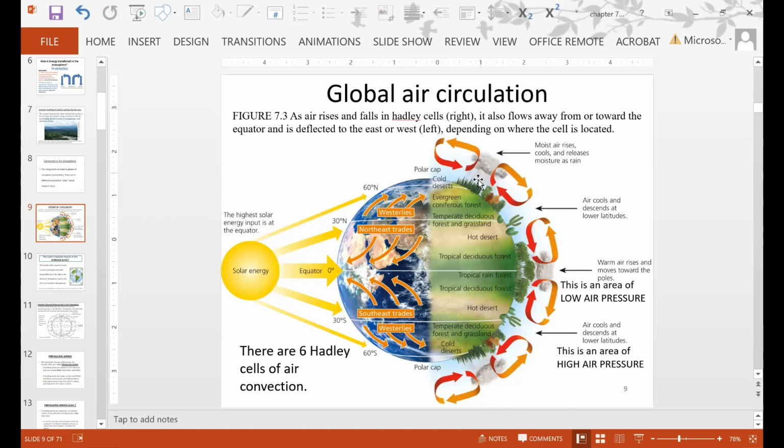And you can see each section here where the air is rising, you have a lot of precipitation. And where the air is sinking, you have your deserts. So a lot of rain here, a lot of forests in that area. Forests here, desert there, your forests there. And wherever the air is sinking, those are your high air pressure systems. And where your air is rising, that's your low air pressure systems.